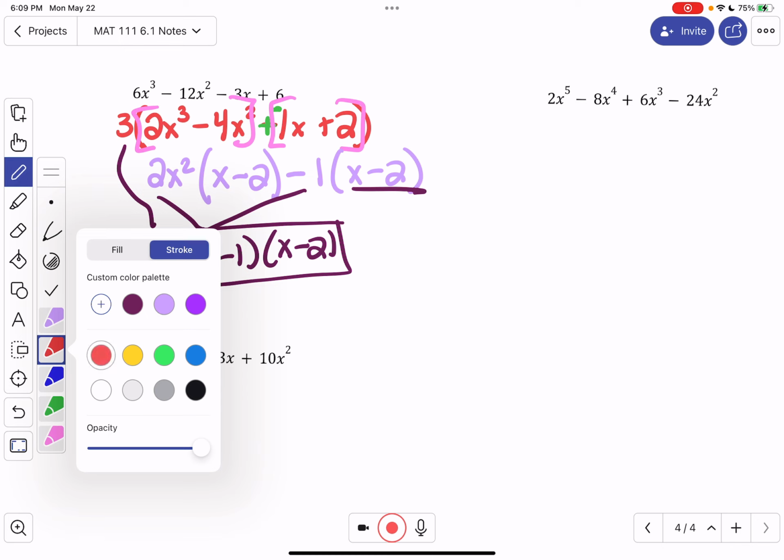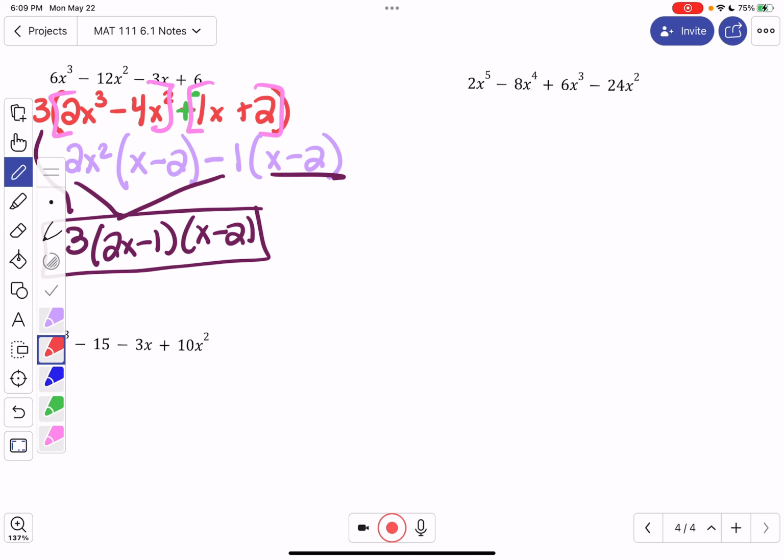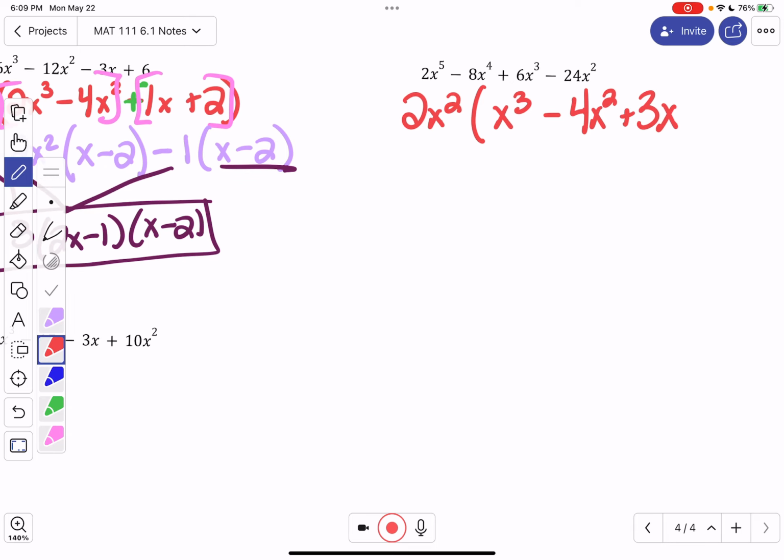All right, let's try another one. These are all divisible by 2 and x squared. So we're going to take out 2x squared. 2 divided by 2 is 1. X to the 5th divided by x squared is x cubed. Negative 8 divided by 2 is 4. X to the 4th divided by x squared is x squared. 6 divided by 2 is 3. X cubed divided by x squared is x. Negative 24 divided by 2 is negative 12. And x squared divided by x squared is 1.